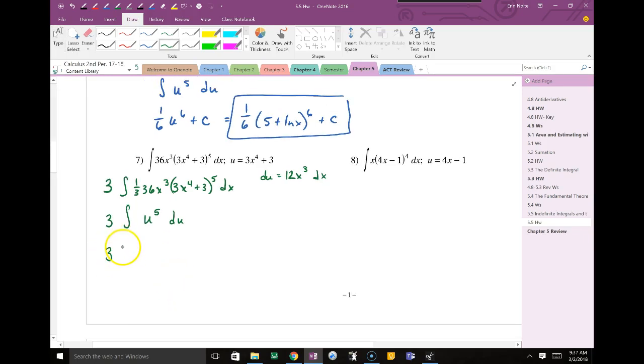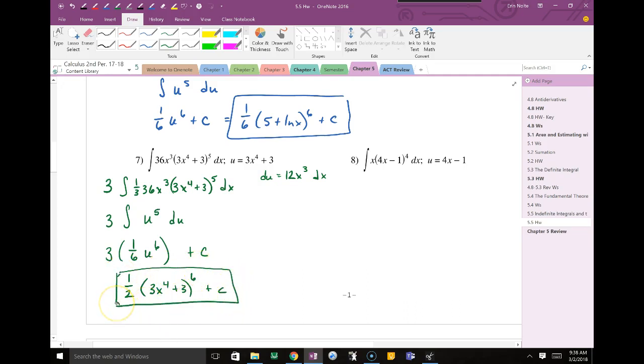Okay, so integral of u to the 5th is 1/6 u to the 6th plus c. So how do you feel about multiplying 3 times the 1/6 right here? What's 3 times 1/6? 1/2. And then also do our substitution back in, so u can be replaced with 3x to the 4th plus 3.